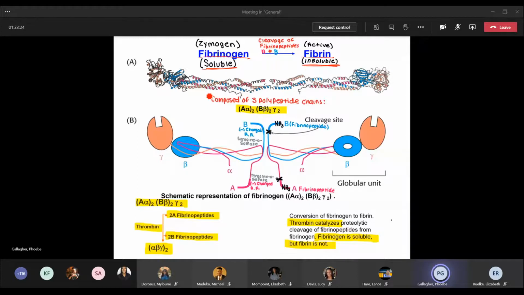So what it is made up of is these 3 polypeptide chains. You've got your alpha, you've got your beta, and you've got your gamma. So it's these things right here. So I would know what it's made up of.